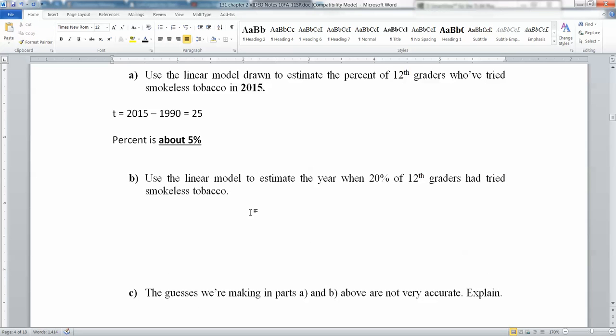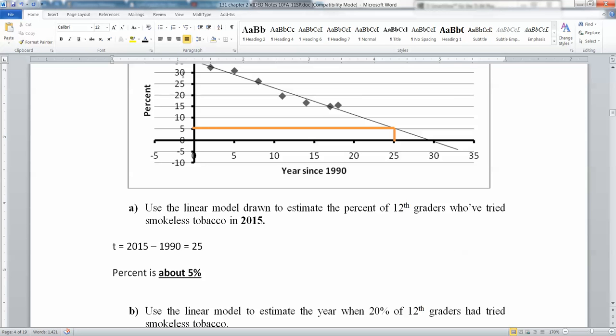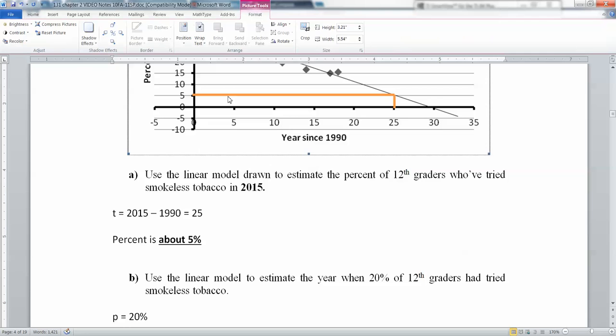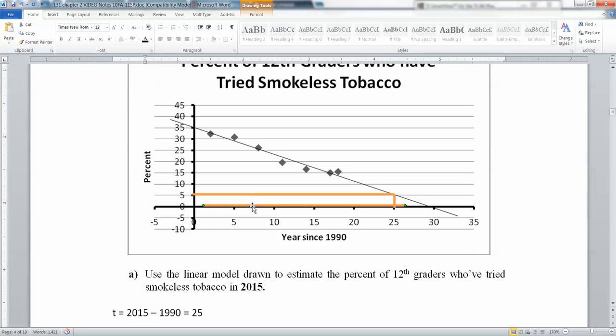Okay, use the linear model to estimate when 20% of 12th graders had tried smokeless tobacco. So notice I'm not giving you time this year. I didn't give you a year. I gave you 20%. So the p is equal to 20. Now it's the whole number 20. It's not 0.20 because that y-axis uses the whole numbers, right? So we don't want 0.20, we want 20%. So I'm going to go to 20%.